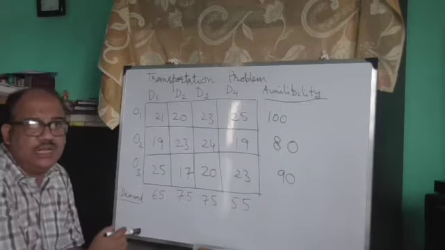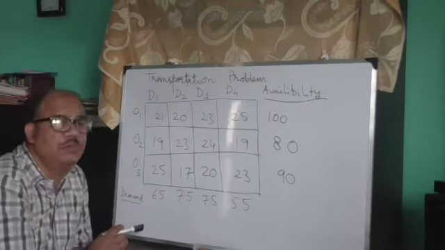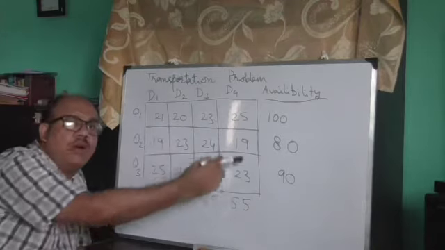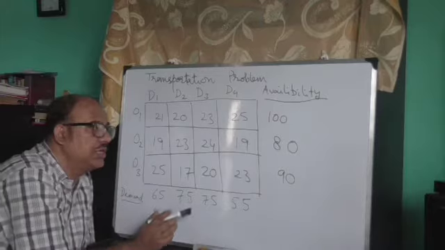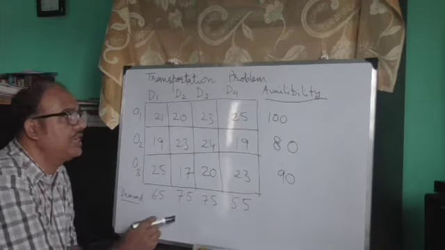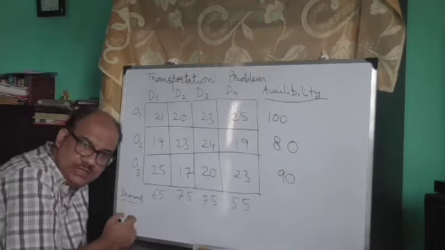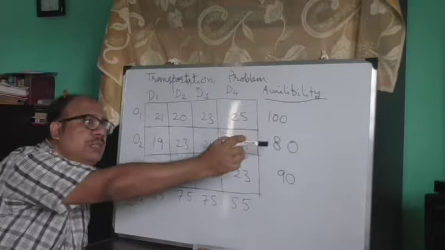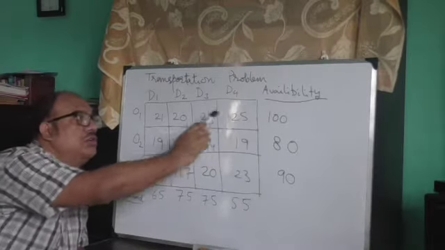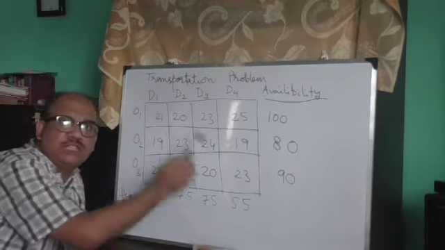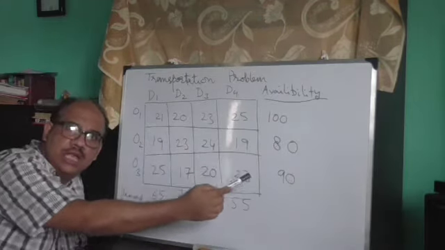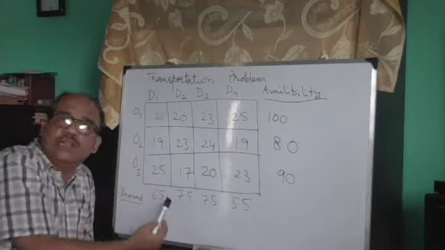So as I have said, this is a linear programming problem. The objective is to minimize the total transportation cost, and the constraints are the availabilities and the demands. The constraints mean you cannot move more than the availabilities from the origins, and you should fulfill what is demanded at the destinations.